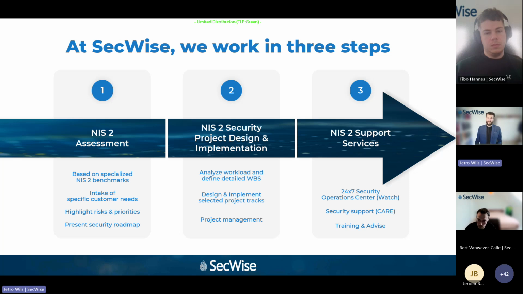Then we do implementation. So it's great to have a design, a plan. Now you need to implement it. And some customers say, can you help us? Or can you do it completely for us? It's a co-creation thing. That's implementation. And like I mentioned, those tracks can be long, a year or 2 years, depending on the size and complexity of the organization. And then afterwards, of course, there are support services. We provide 24/7 SOC, Security Operations Center activities. We provide training and advice, and we also provide ad hoc security support. Like if you have a question, you can raise a ticket and we'll answer that for you. So that's continuous support.